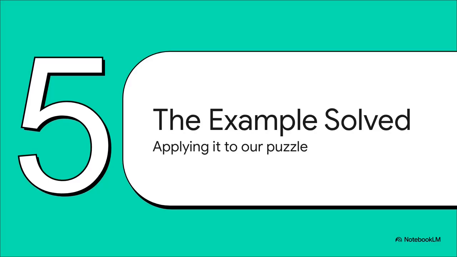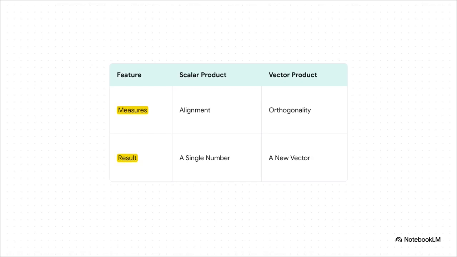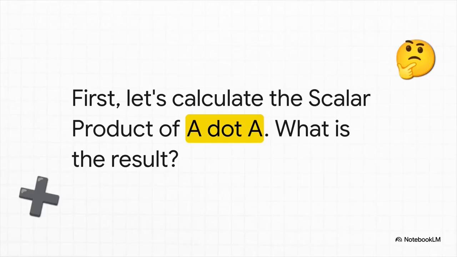Okay, theory time is over. We've got our two methods, the dot product and the cross product. It's time to go back to our original puzzle, back to vector A, and see what happens when we actually do the math. This is where the magic happens. But wait, before I show you the answers, let's just do a quick side-by-side. Dot product, it's all about alignment, and the answer is a single number. Cross product, it's all about creating something perpendicular. The technical term is orthogonality, and the answer is a whole new vector. Got it? Good. All right, here we go.